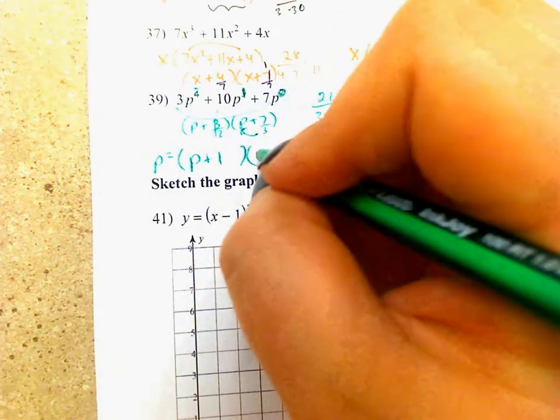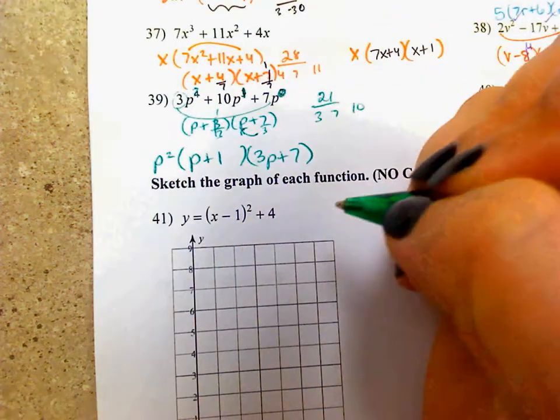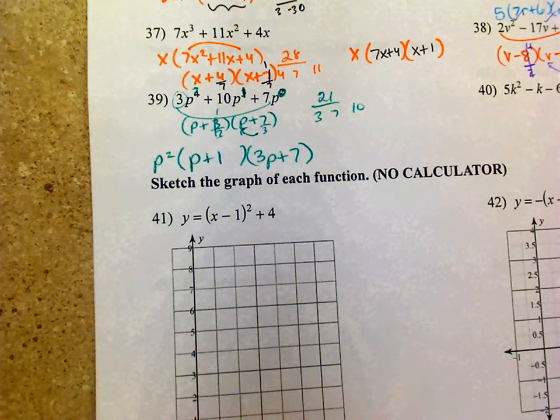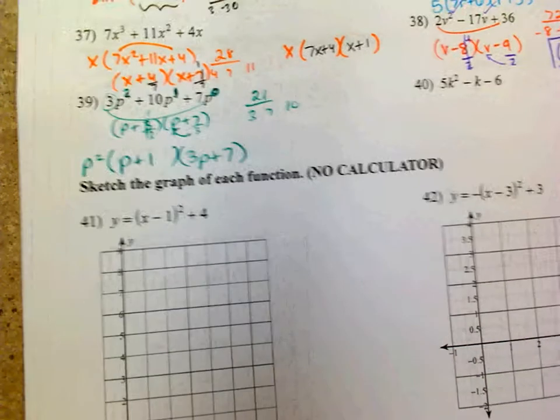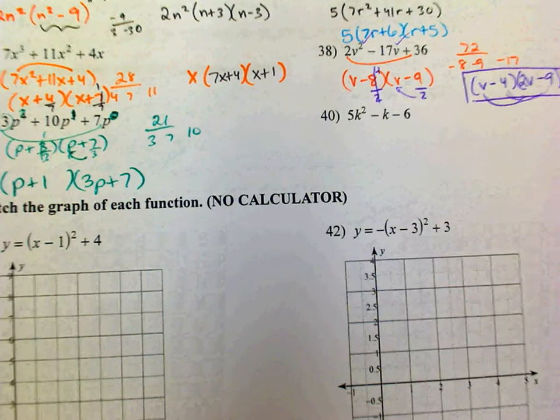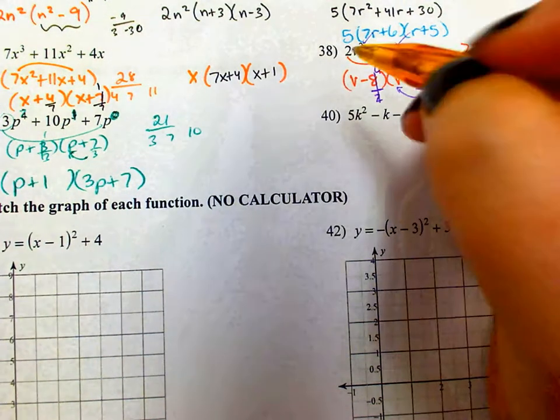Do I care about which one is first? I do not. Multiplication is commutative. Okay. Here, I've got 5 and negative 1, negative 6, no common factors, k squared, k, no k.